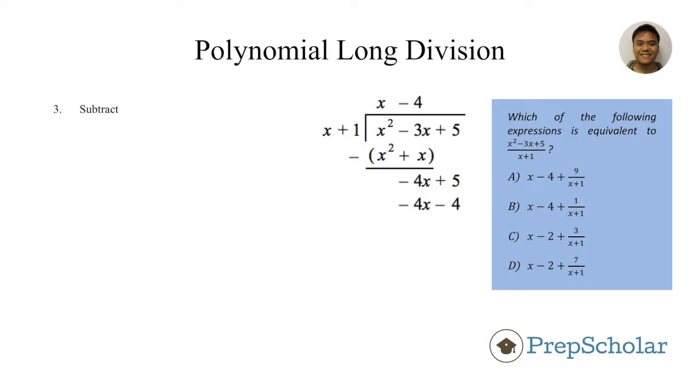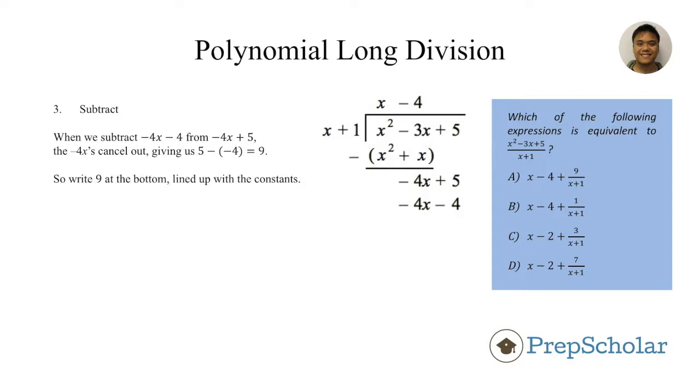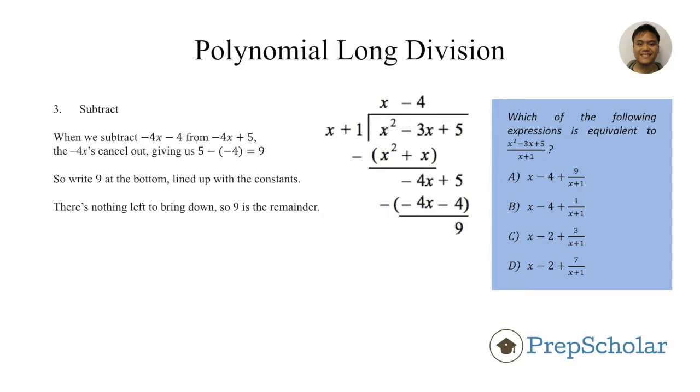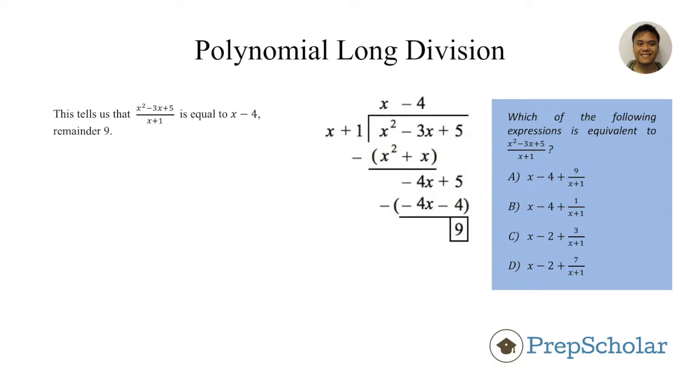Third, we're going to subtract. When we subtract negative 4x minus 4 from negative 4x plus 5, the negative 4x's cancel out, and we have 5 minus negative 4, so that's 5 plus 4, which is equal to 9. So we write 9 at the bottom, lined up with everything, and that's our subtraction. And now there's nothing left to bring down, so 9 is the remainder, and we can draw a little box around that. But what this tells us is that x squared minus 3x plus 5 divided by x plus 1 is equal to x minus 4, remainder 9. It's the thing at the top, remainder, the thing in the box.